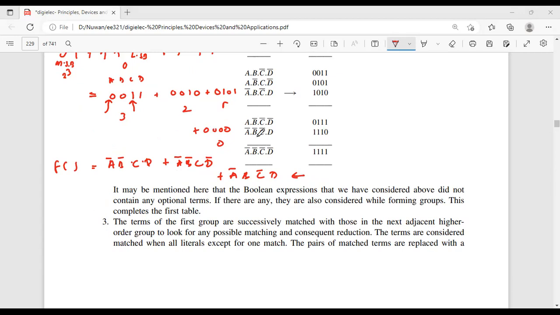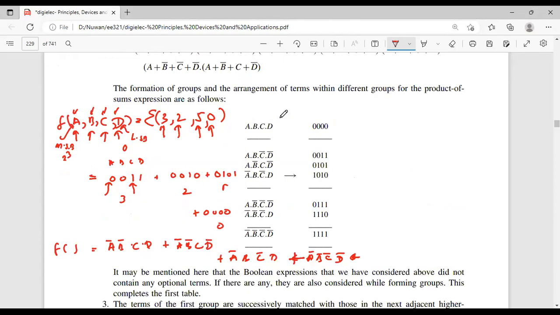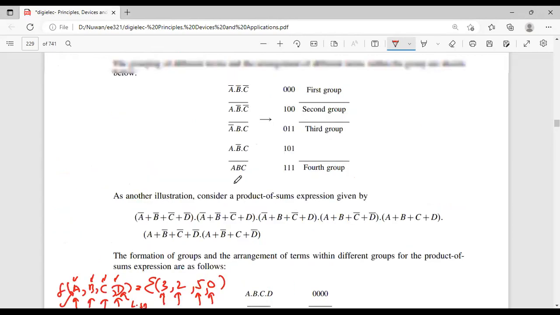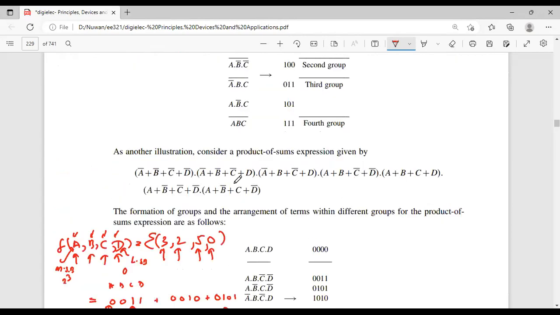And you will have another term, so 4 terms. That is A bar B bar C bar D bar. So this is your expression. Now you have to use the Quine-McCluskey method and simplify this. So this is your first step. So what is the second step?